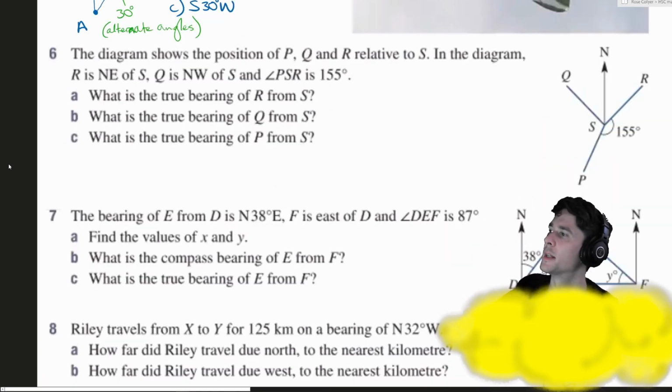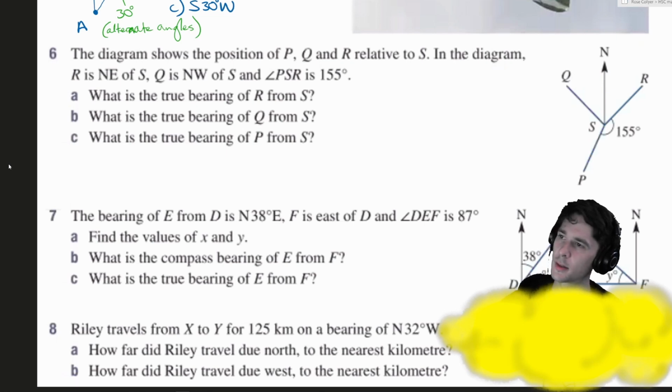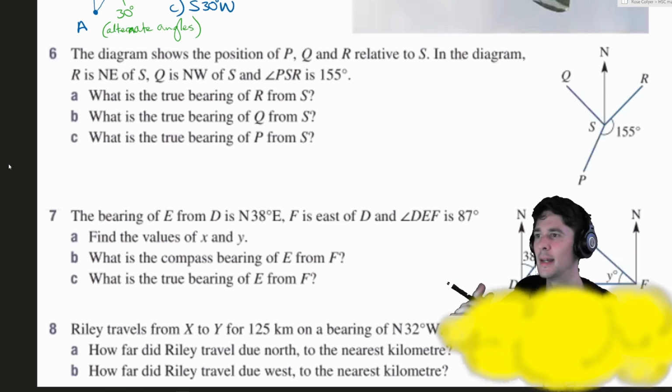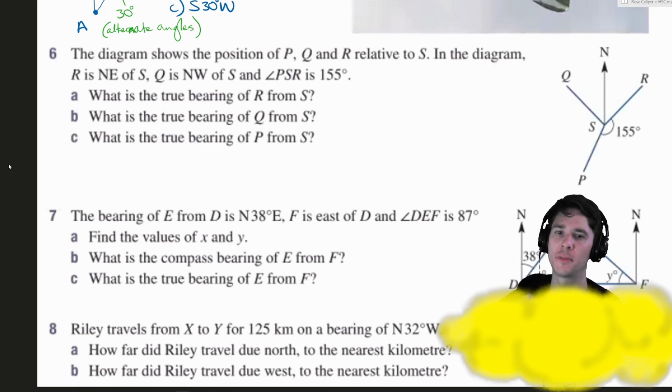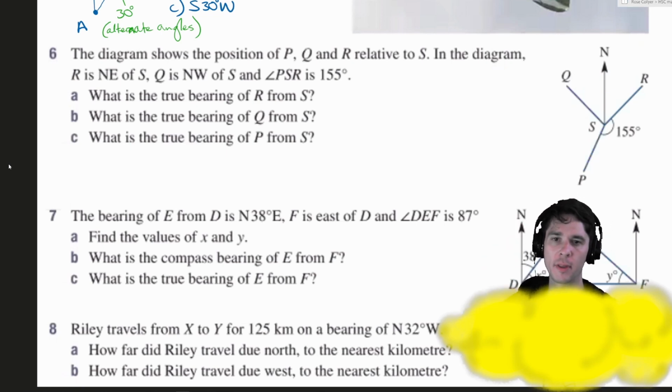Okay. The diagram shows the position of P, Q, and R relative to S. In the diagram, R is northeast of S, Q is northwest of S, and the angle PSR is 155 degrees. Okay, everything that I read is shown on this diagram. Are you comfortable with all of that?